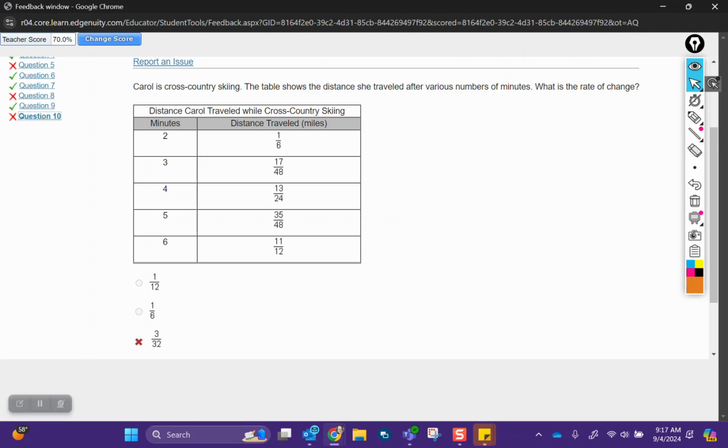Okay, question 10 says Carol is cross-country skiing. The table shows the distance she traveled after various numbers of minutes. What is the rate of change? Oh goodness, how much fun are we going to have here? Look at those fractions. Those are gnarly.